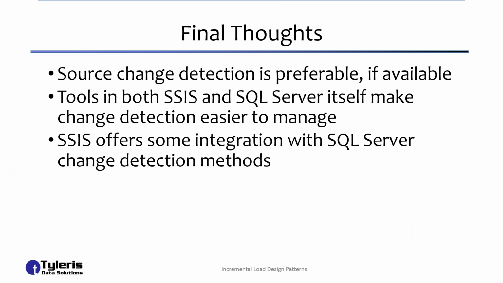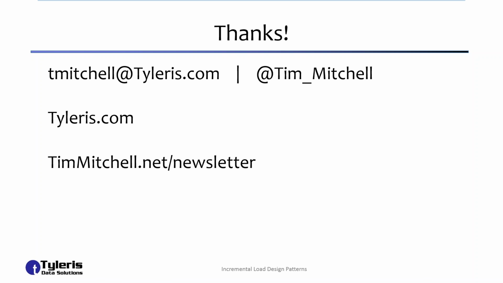All right, a couple of final thoughts. If you can filter on the source side, with change tracking, change data capture, or temporal tables, it's preferable because you're touching less data. But if you need to, you can also bring in the entire set and compare it to the destination, using hash or brute force, using SSIS. And then Integration Services can be used either directly, with the pieces that we were showing on the data flow, or it can consume change tracking, change data capture, and so on.